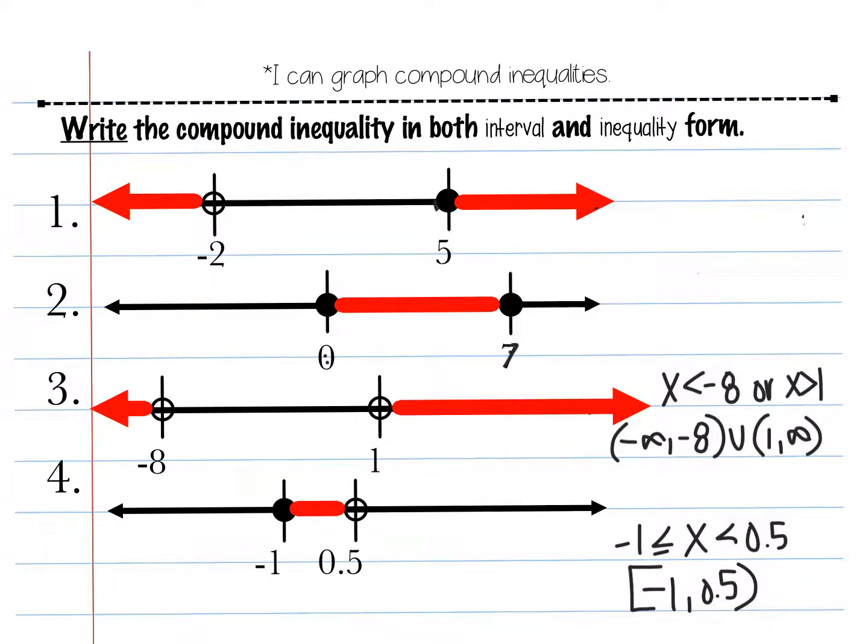And then for number 4, I see it's an and situation. I only have one place that I would put my X. My solutions are between -1 and 0.5. -1 is part of the solution, so it's or equal to. 0.5 is not. So in interval form, it would look like this: -1 with the bracket, up to 0.5, and it's a parenthesis, not a bracket, because it is not included.